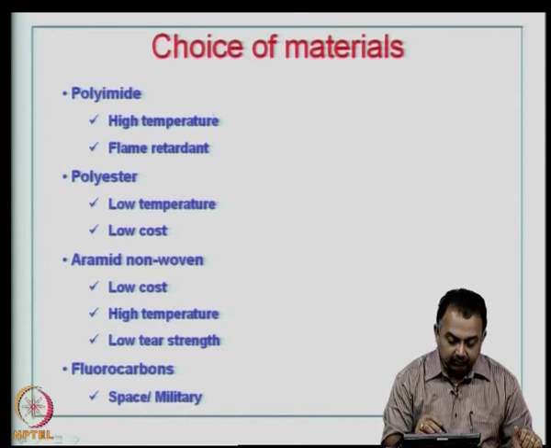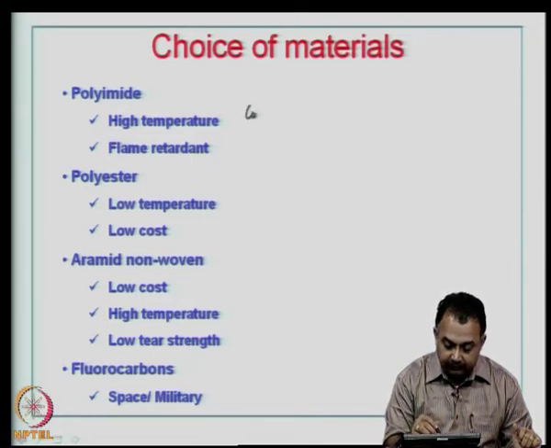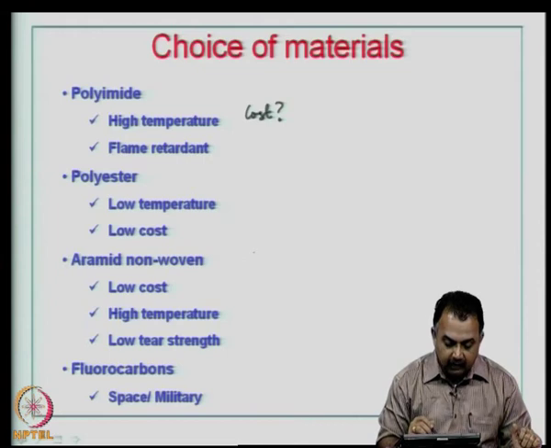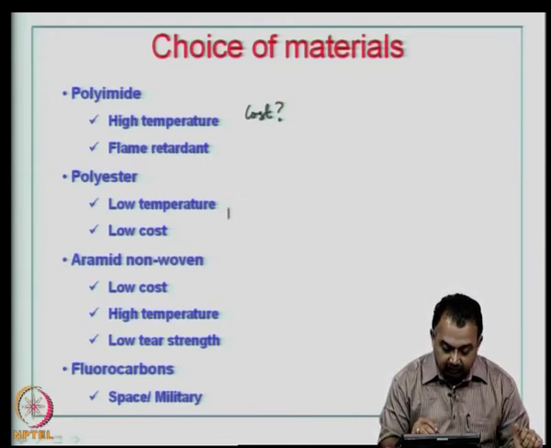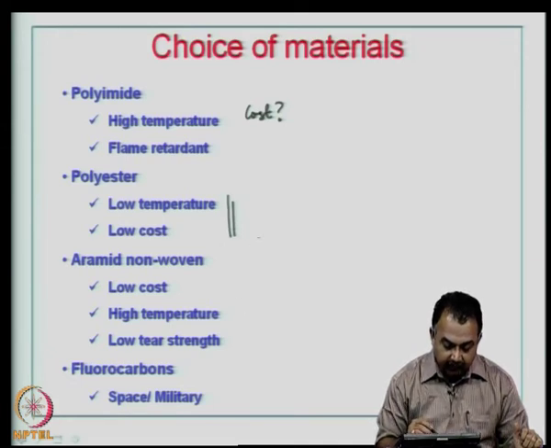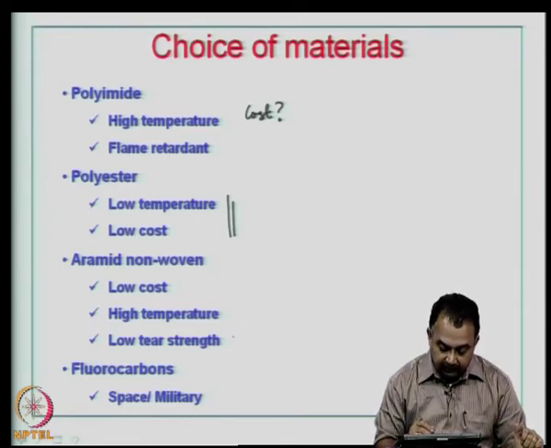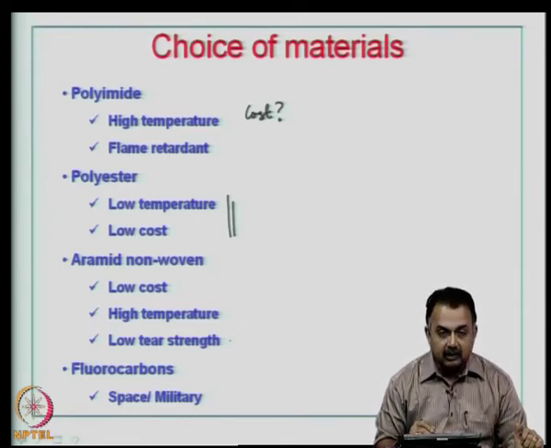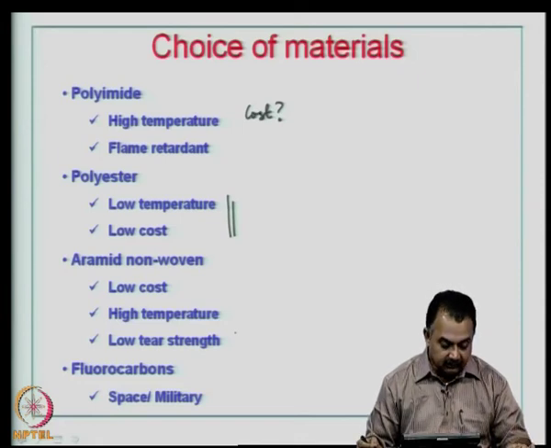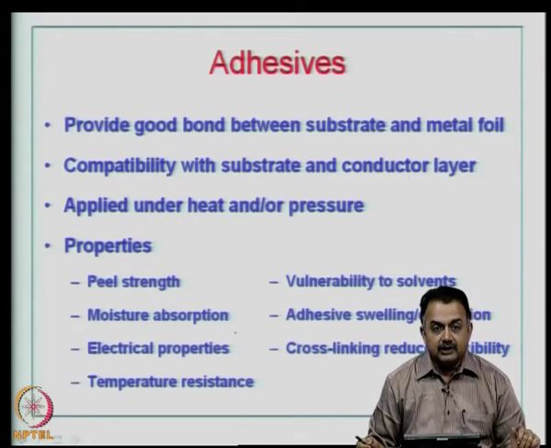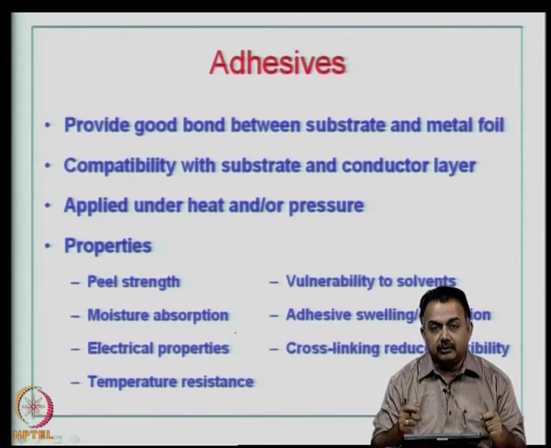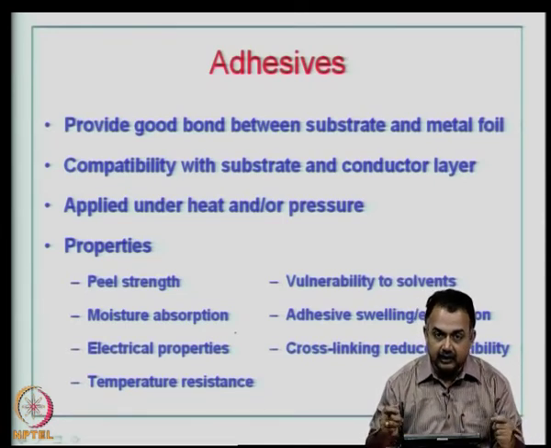as you know by now, ideally suited for high temperature, it is flame retardant, but at the same time cost can be an issue. Then polyesters, widely used in flex circuits, low temperature, low cost. Aramid non-woven structures, low cost, high temperature, low tear strength. Fluorocarbons ideally used for space and military. Adhesives are used to provide a good bond between the substrate and the metal foil, the dielectric and the metal foil.